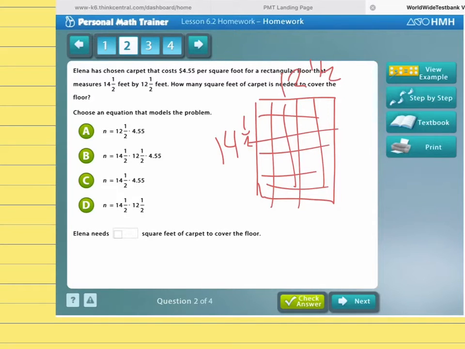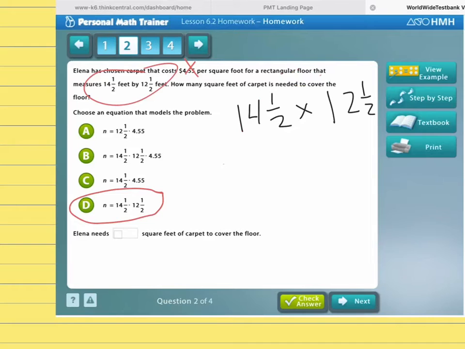This is going to be a solution equation because you already know the parts, and you don't know the whole, the end result. So choose an equation that models this problem. The area is going to be length times width, so I'm thinking n is the area. This $4.55 has nothing to do with it. They're not asking us how much money she's going to spend, so that's just extra information. So that's the equation that's best, and let's figure it out now.